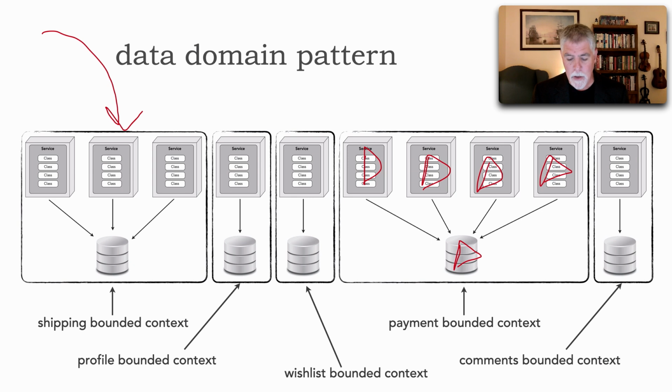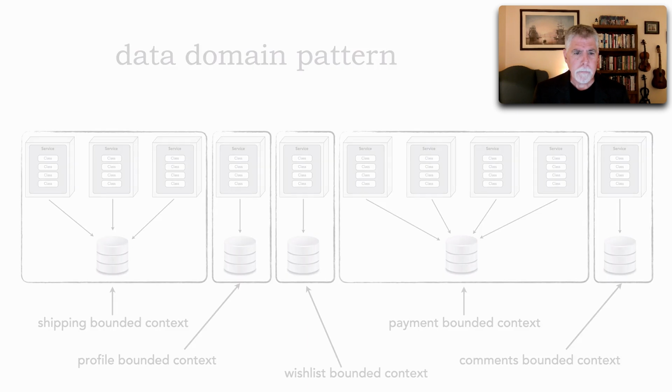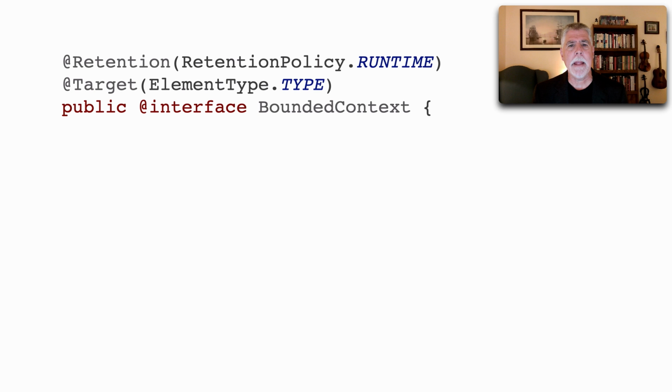This is a technique that I use and have used to manage the data domain pattern. Let me show you what that looks like, and then I'm going to show you some ways of actually leveraging it. So I'm going to show you examples in both Java and also C#. But what I like to use when I'm using Java are identity annotations. And so here's an annotation called bounded context. It does absolutely nothing, folks.